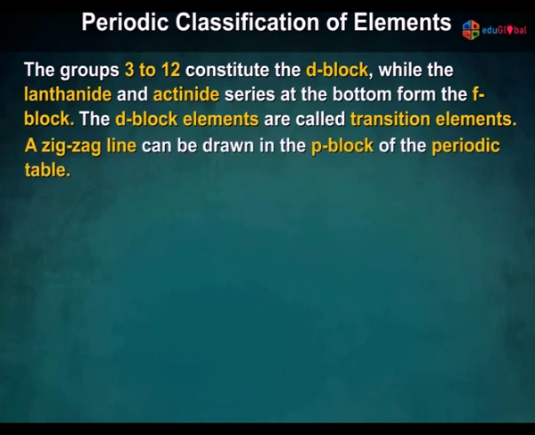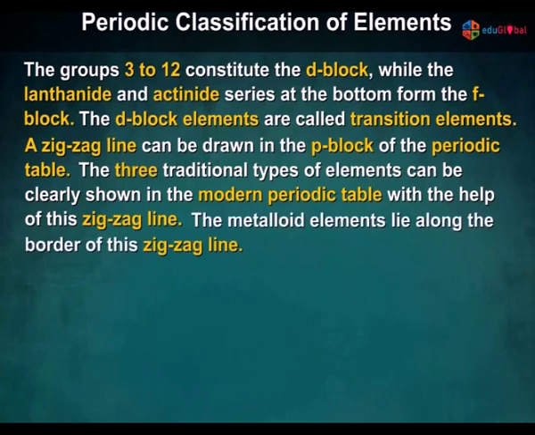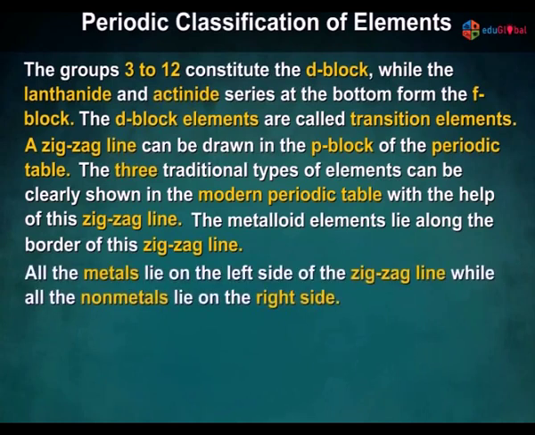A zigzag line can be drawn in the p block of the periodic table. The 3 traditional types of elements can be clearly shown in the modern periodic table with the help of this zigzag line. The metalloid elements lie along the border of this zigzag line. All the metals lie on the left side of the zigzag line, while all the non-metals lie on the right side.